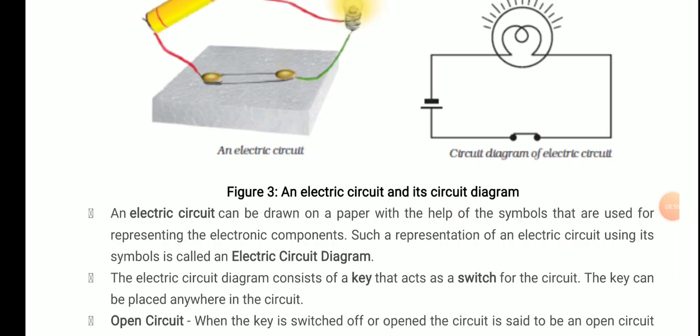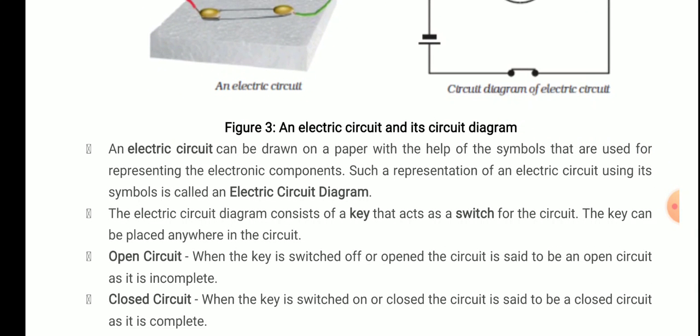Based on the key, the circuit can be of two types, that is open circuit and closed circuit. Open circuit: when the key is switched off or open, the circuit is said to be an open circuit as it is incomplete. In such cases the current will not flow, and the bulb, if it is connected, will remain switched off.